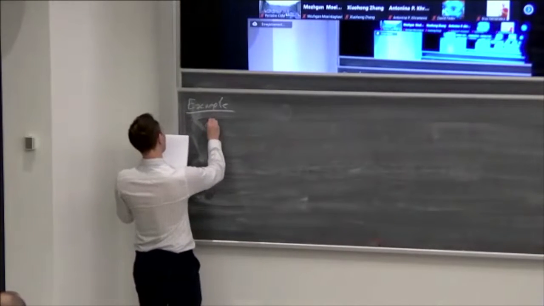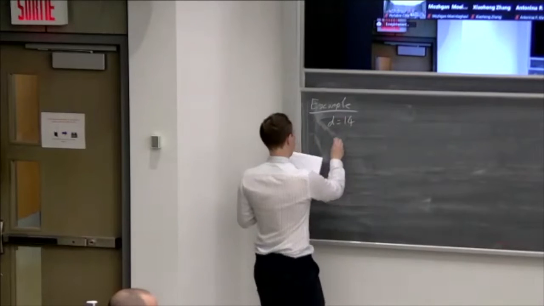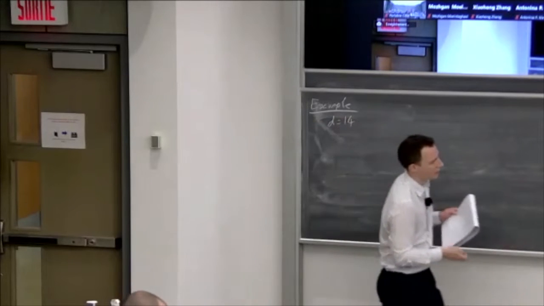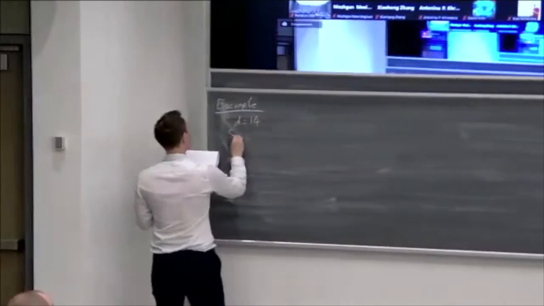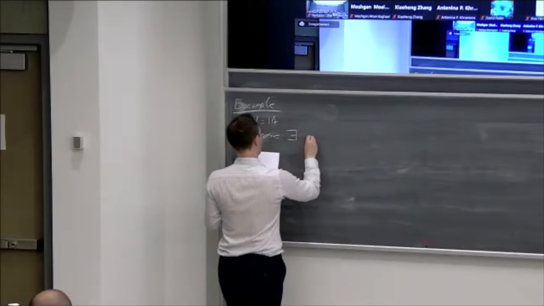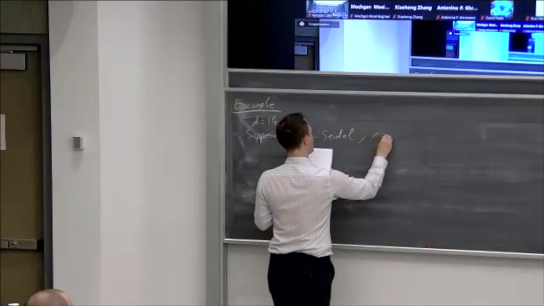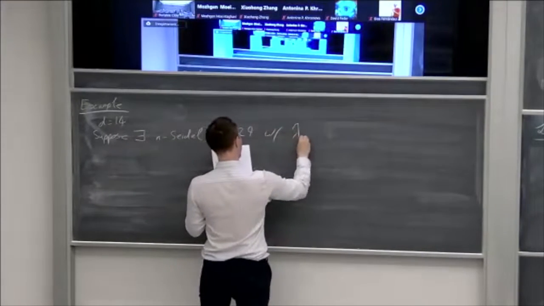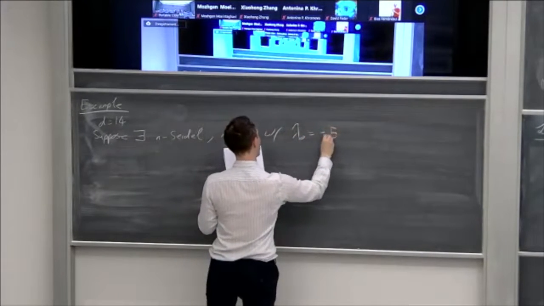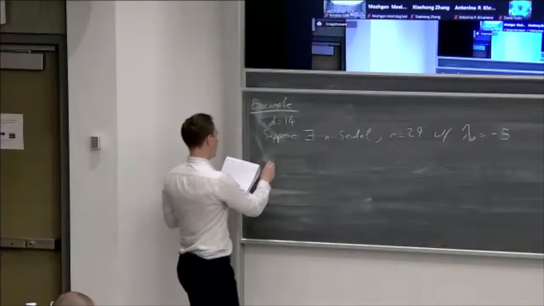So example, d equals 14, what happens? We just essentially apply the statement. So luckily the lemma is there for us to compare. Suppose there exists an n-sided matrix where n is equal to 29 with smallest eigenvalue equal to -5. So this is what you would need if you do have 29 equiangular lines in dimension 14.